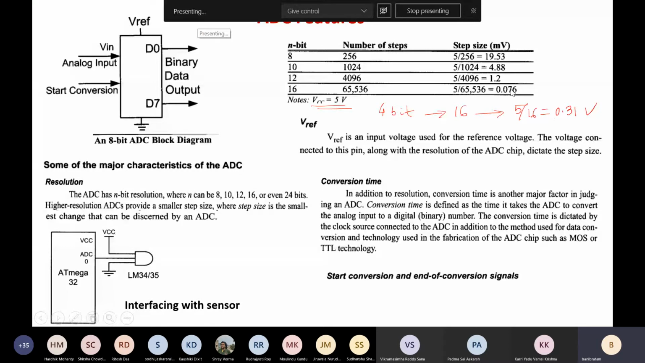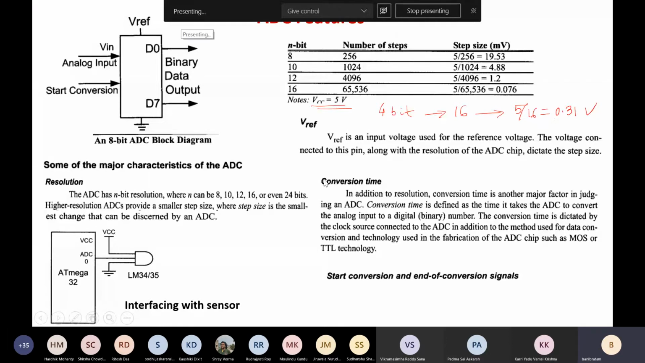So typically for an ADC, what are the typical characteristics? Like resolution, which is defined from the bit size. So n-bit resolution, where n can be 8, 10, 12, 16, 24 and so on. Higher resolution ADCs will provide a smaller step size, where step size is the smallest change that can be measured by an ADC, right? Then V reference is the input voltage which is used as the reference, right?